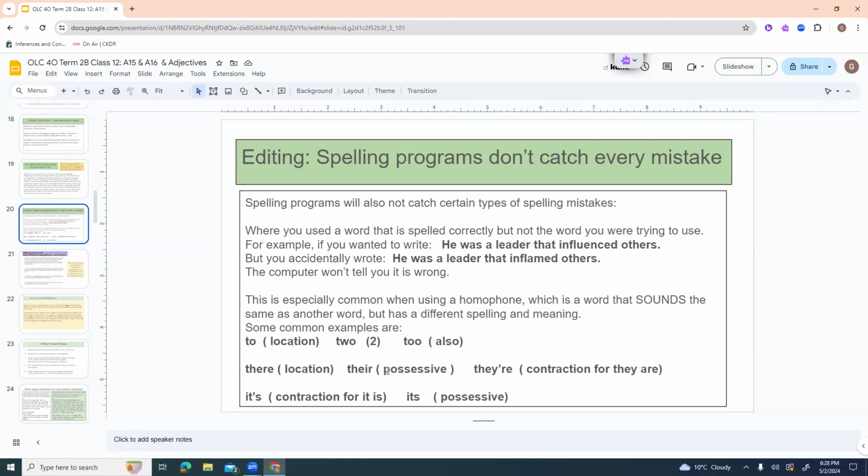"Their" T-H-E-I-R is possessive, like it belongs to them. "There" with an apostrophe, "they're", is a contraction for "they are". "It's" is a contraction for "it is" when it has the apostrophe, and "its" by itself is the possessive version.